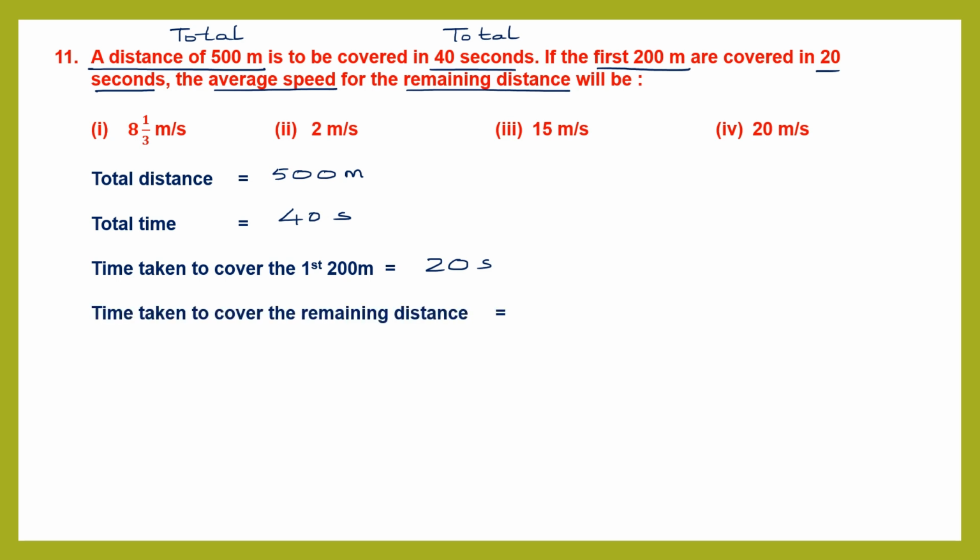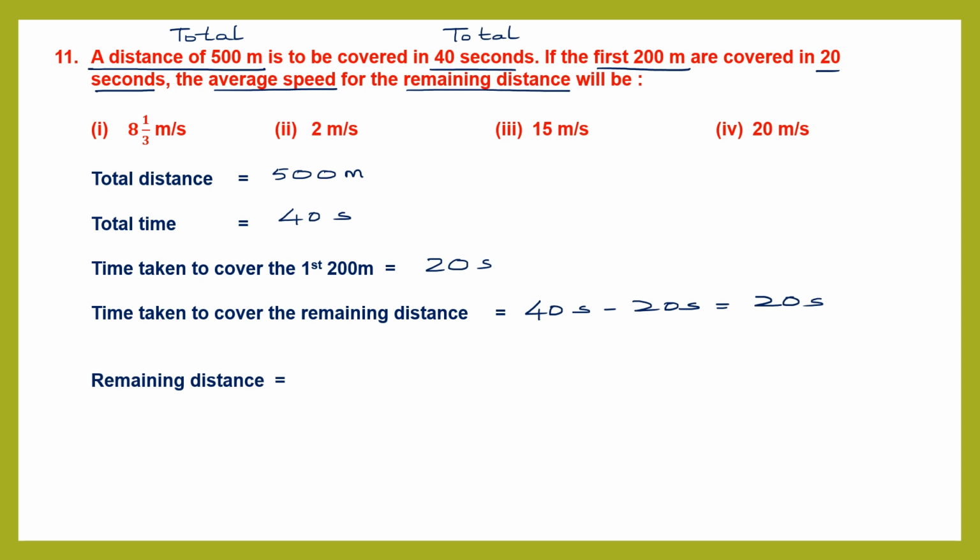That means time taken to cover the remaining distance will be, now look at this, the total time is 40 seconds. To cover the first part is 20 seconds. To find the remaining, you just have to subtract these two. So that is 40 seconds minus 20 seconds. So the time taken to cover the remaining distance also we have 20 seconds.